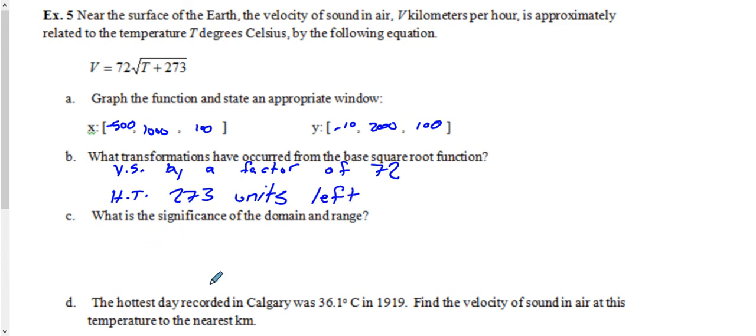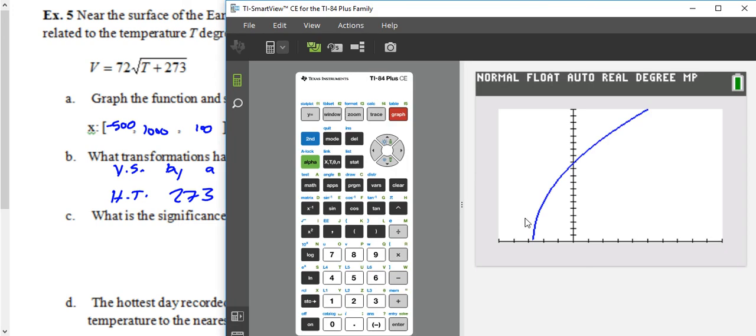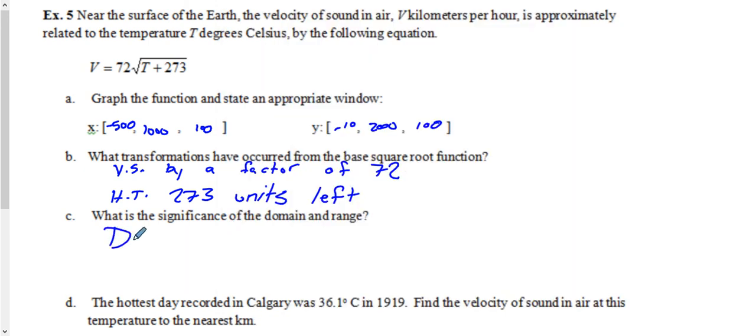What's our domain and range here? Well, let's take a look at our graph. So our graph is starting as far left as negative 273 and going all the way right for my domain. So my domain is going to be from negative 273, and you had to include 273, going off to positive infinity. And my range, it looks to be from 0 going up to positive infinity there. So from 0 up to positive infinity.